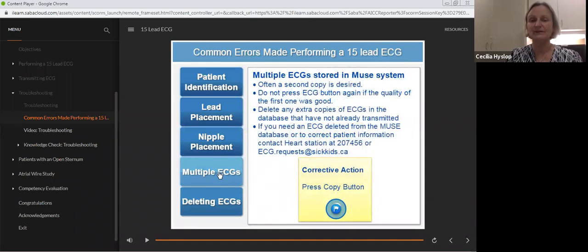Multiple ECGs, we've talked about that. It's best to wait for one good ECG, then press it, because remember, if we're doing multiple ECGs, they get stored and sent up to our Muse database, where the poor cardiologist or whoever is reading them has to read multiple ECGs. If we want more copies, we just press copy.